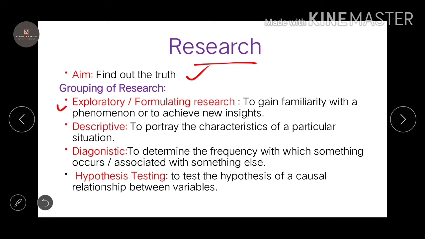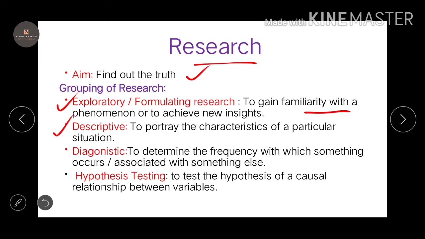Exploratory research is nothing but you explore. You try to find out new insights. You gain familiarity with a phenomenon or achieve a new insight. So you explore things, you try to find out something new, you dig into something you already know and get deeper knowledge, and you finally achieve some new insights.